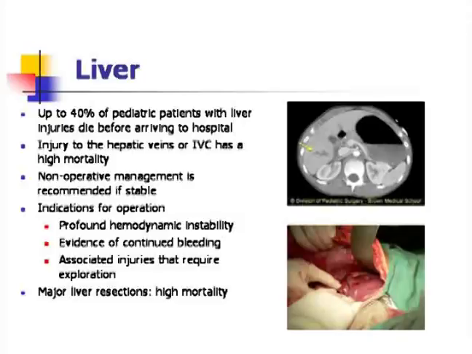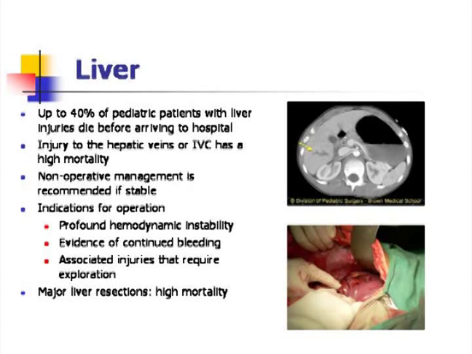So let's shift to liver injuries. Liver injuries can be serious, and they can cause a fair amount of morbidity and mortality. Up to about 40% of pediatric patients with liver injuries die before arriving at the hospital. These patients probably have injuries to their hepatic veins or inferior vena cava, and so patients with any kind of hepatic vein injury or an IVC injury have really high mortality.